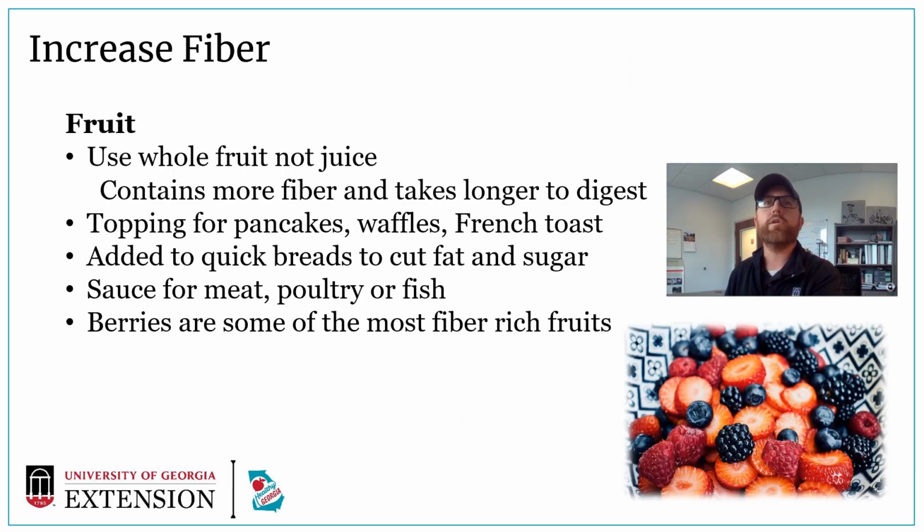Fruit usually has 2 to 3 grams of fiber per serving. Juice has no fiber, so pieces of whole fruit are the best. Cooked fruit sweetened with artificial sweeteners can be used to top waffles, pancakes, and French toast. It can be used as a low-fat, low-sodium sauce on meat, poultry, and fish. 1/4 to 1/2 cup can be added to muffins and other quick breads, so less sugar and fat is needed.